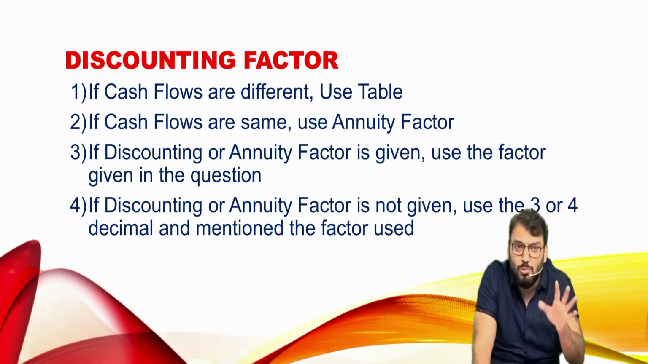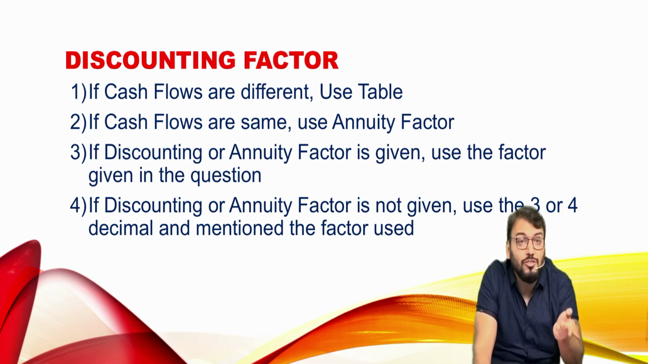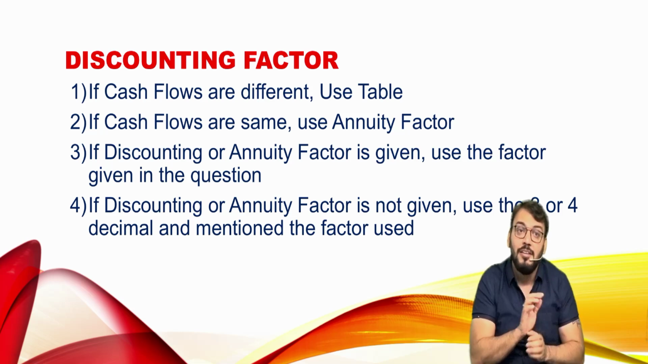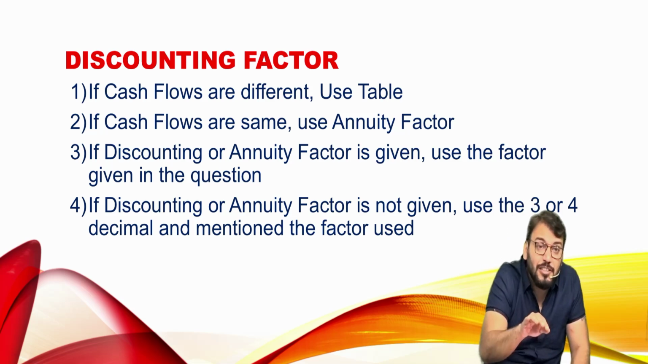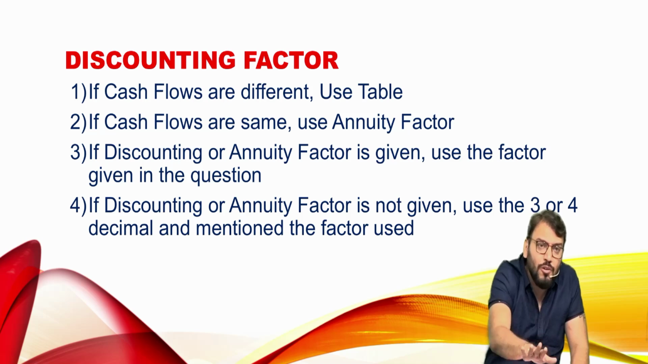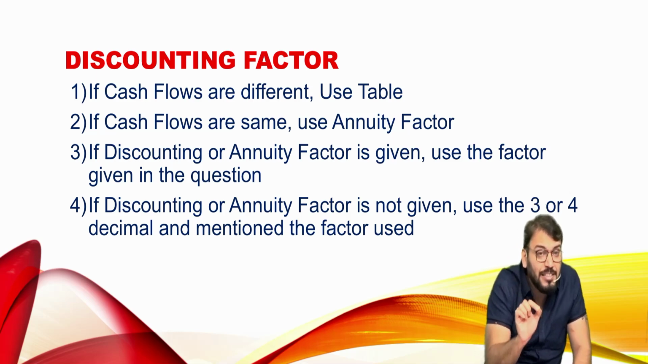Now coming to the discounting factor. If the annuity factor is given in the question, use the discounting factor given in the question, whether it is 2 decimal, 3 decimal, 4 decimal, or 5 decimal. If they have given a 5 decimal discounting factor, you can't use a 4 decimal discounting factor. Correct? Marks can be deducted in that regard. If the discounting factor or annuity factor is not given, you can use a 3 decimal or 4 decimal discounting factor, but whatever discounting factor or annuity factor you are using, write it down in your exam solution.